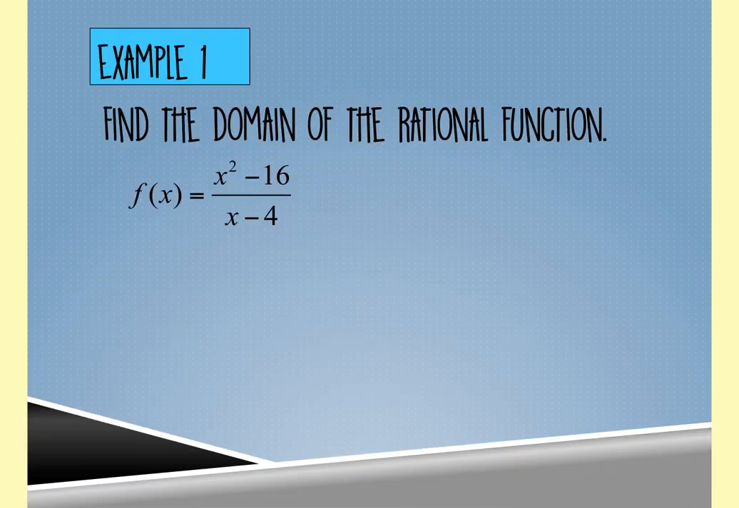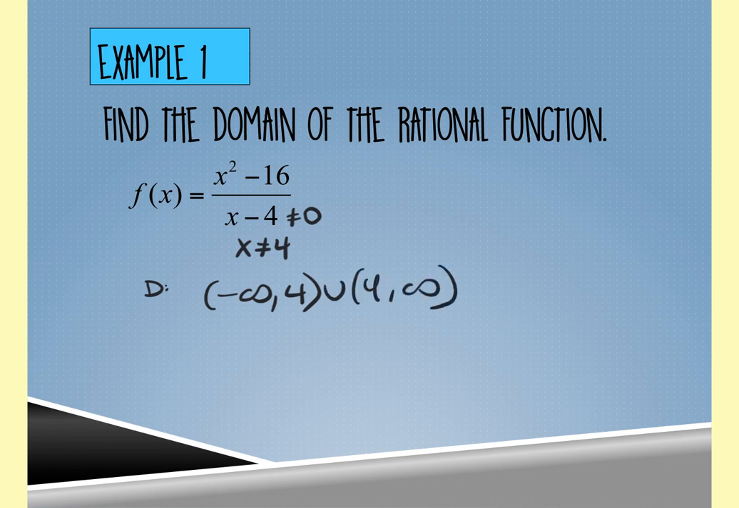All right, so example 1, find the domain of the rational function. We're going to set our denominator not equal to 0, and I get x cannot equal 4. And so our domain is negative infinity to 4, union 4 to positive infinity. So for domain, we don't worry about anything except the denominator.